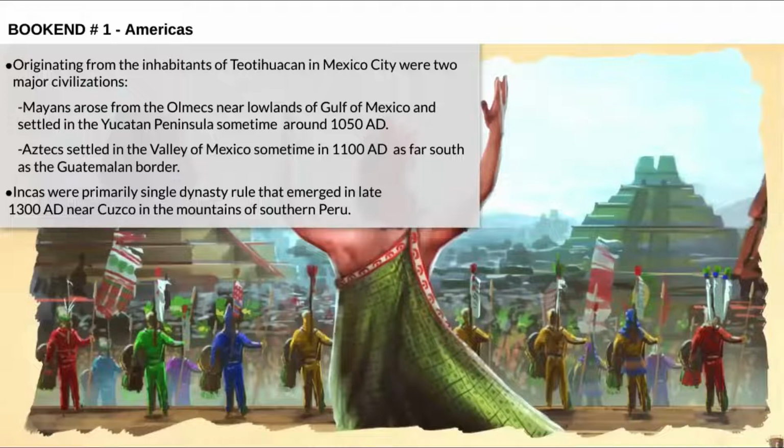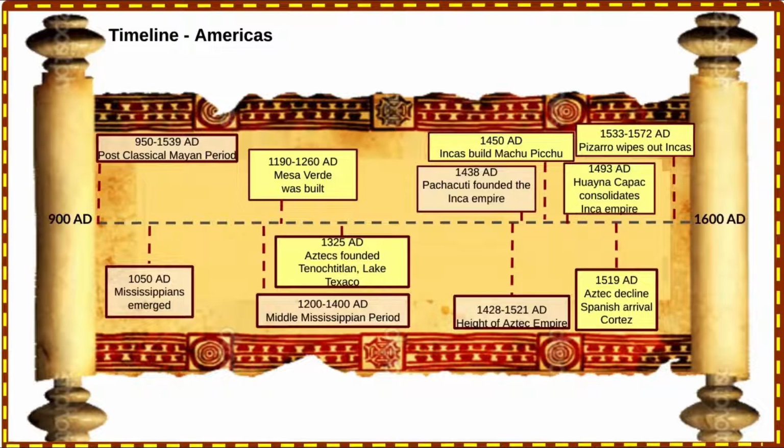Incas were primarily a single dynasty rule that emerged in late 1300 AD near Cusco in the mountains of southern Peru. In the timeline, there are 5 monumental moments. From 1190 to 1260 AD, the largest cliff dwellings in the Americas, the Mesa Verde, was built. The painted murals gave an insight into the life of the Pueblo people.